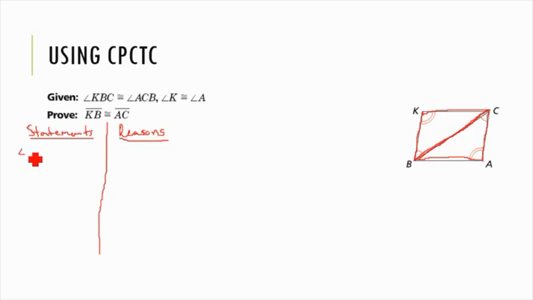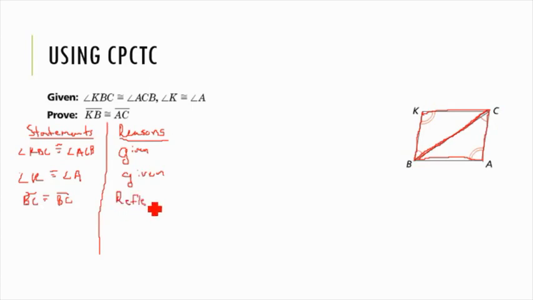I'm going to start with my given statements. Angle KBC is congruent to angle ACB. It's given to me. Then angle K is congruent to angle A. That is given to me. From there, I can see that these two triangles share the side BC. So I'm going to say BC is congruent to BC, and I can say that because of the reflexive property, which says that anything is congruent to itself.